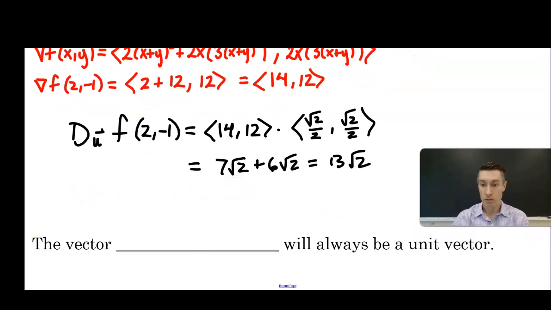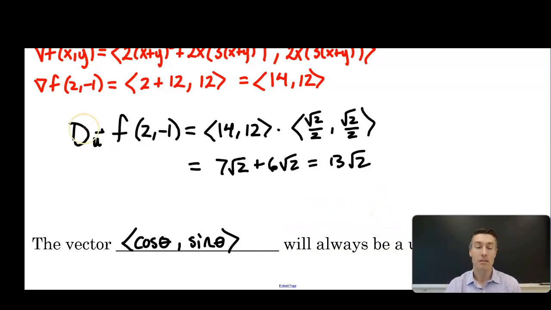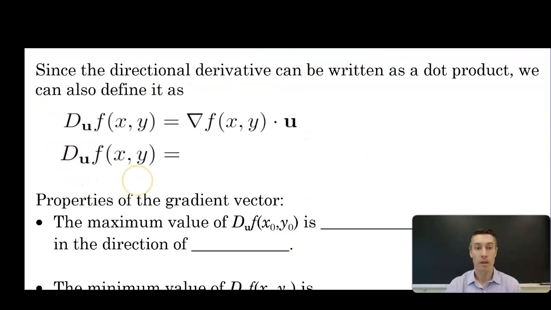And just to summarize something that came up in this problem, the vector cos theta, sine theta will always be a unit vector. And that's because cos squared plus sine squared will always be equal to 1. So that is convenient if they define an angle for the direction as opposed to vector components. We create the vector components by using cosine and sine, and it will give us a unit vector right away.